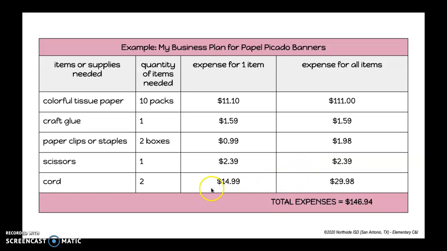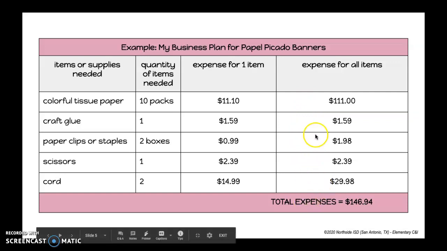For the cord, it was 2 packages of cord that was needed. $14.99 was the cost of each package. So $14.99 times 2 gives me $29.98. So then when you have all of your expenses for all items added up in this column, you total these all up by adding, and our total expenses comes out to $146.94.